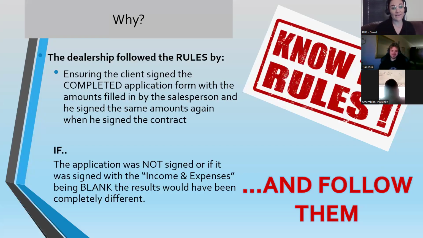Okay, so why did he lose the case? Because the dealership followed the rules, okay? So just by ensuring that the client signed the completed application form, because what happens when you apply for credit? You have to fill out an application. So now you sign that application form. Your signature is an indication of your consent, that you agree with everything noted on that application form.